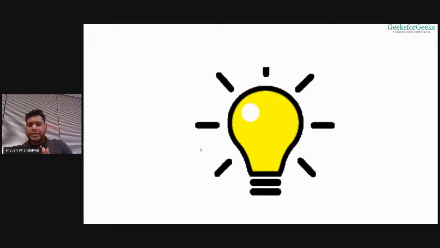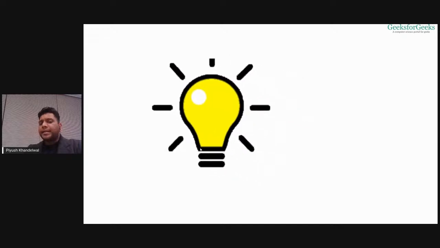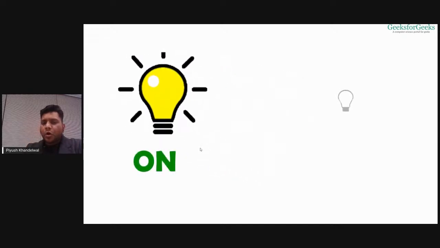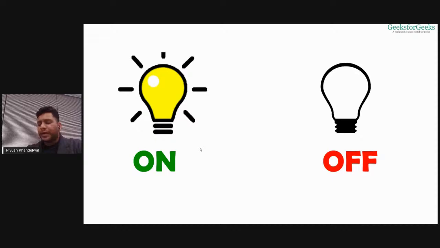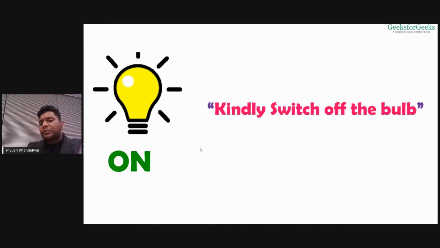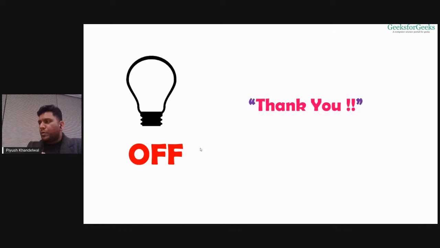Okay. Now see, I have this bulb with me. This bulb can either be in on state or be in off state, right? So now I have a bulb which can be either in on state or in off state, right? Now what I need to do is write a Python program so that it prints kindly switch off the bulb when the bulb is in on state, and it prints thank you when the bulb is in off state.